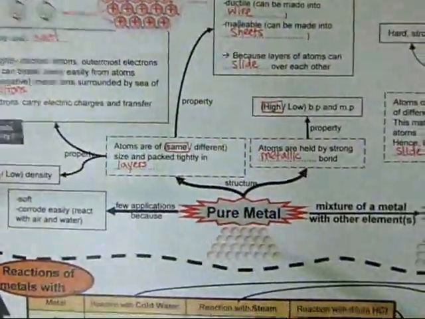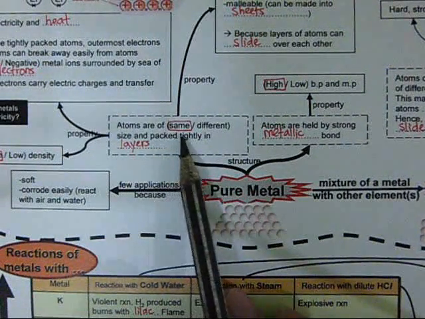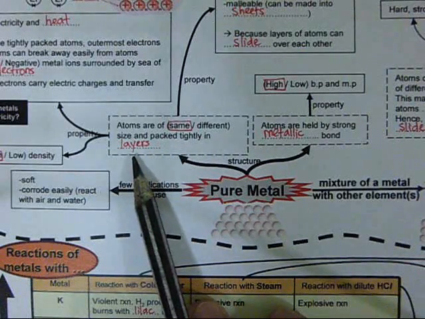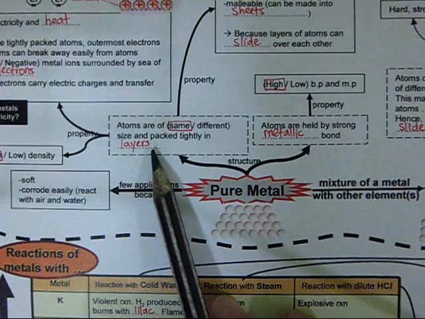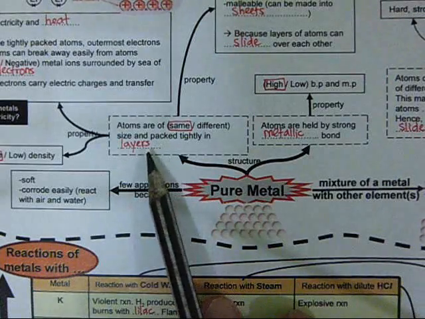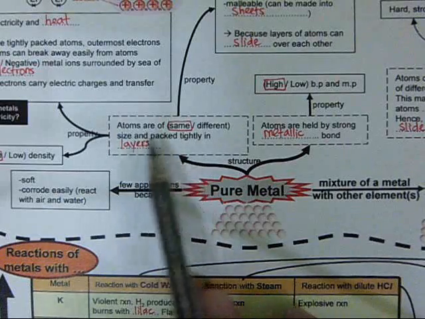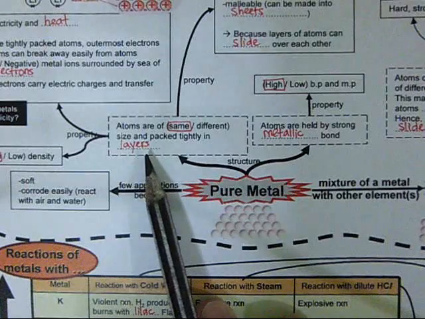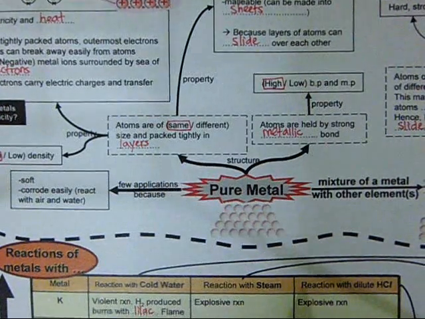For the metals chapter, first of all, you need to know why pure metal is soft, because the atoms, so the first point is atoms are of the same size, and the second point is they are packed tightly in layers. So that is so when a force is applied to the pure metal, the layers of atoms can slide over each other. Okay, so 3 key points here. Atoms are of the same size, packed tightly in layers. When force is applied, layers of atoms can slide over each other. So this explains why pure metal is soft.